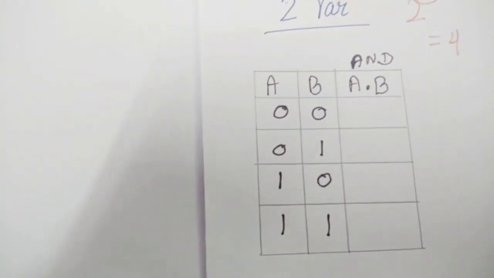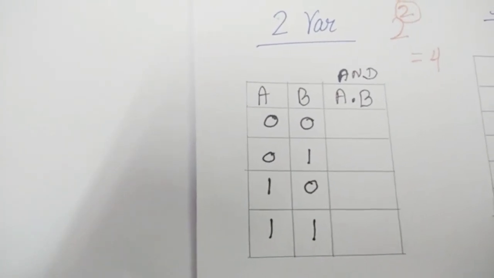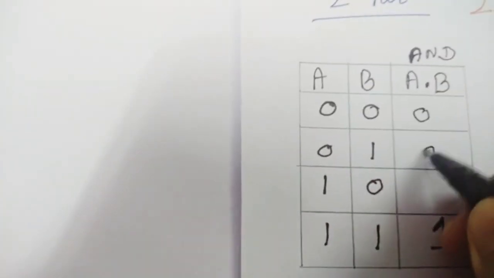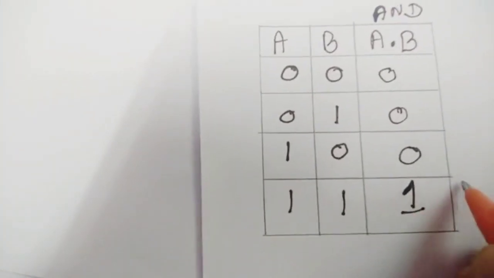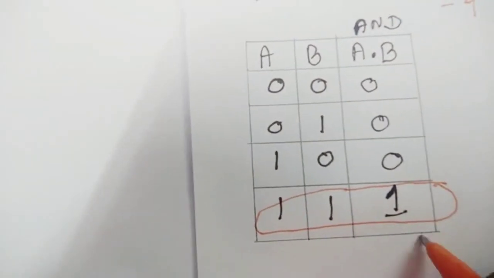Clear? Now moving to the output. For the AND gate, only one thing you have to keep in mind. The output of AND gate is 1 if both the inputs or all the inputs are 1. So here which row has all the inputs as 1? The last row. So in this last row only the output will be 1 and in the rest the output will be 0. So only one thing you have to keep in mind: AND gate will result in 1 only if all the inputs are 1. Only this line you have to keep in mind.